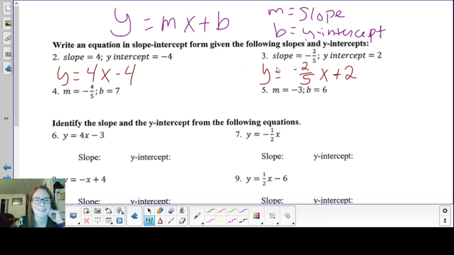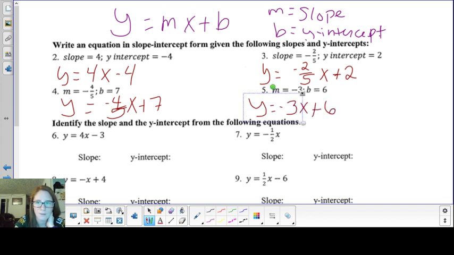Whatever sign the slope is will come with it, and whatever sign the intercept is will come with it. So if it's negative, you're going to bring a negative sign. If it's positive, you'll bring a positive sign. Number 4, my y is equal to -4/5 x plus 7. And 5, I get y is equal to -3x plus 6.